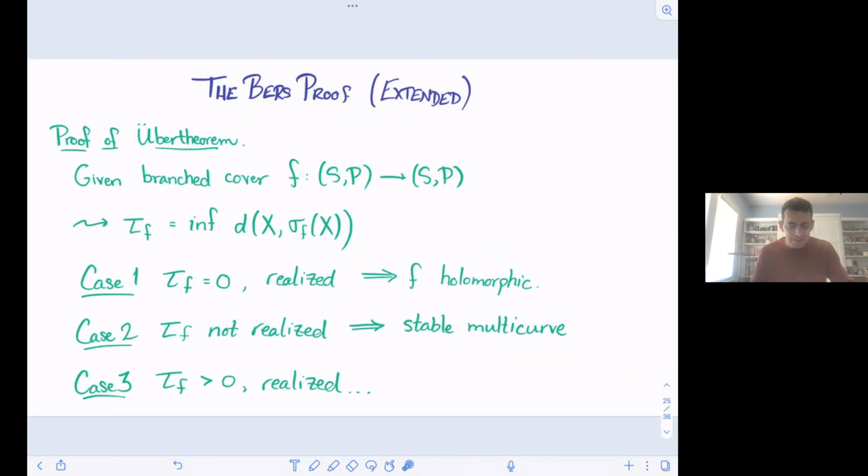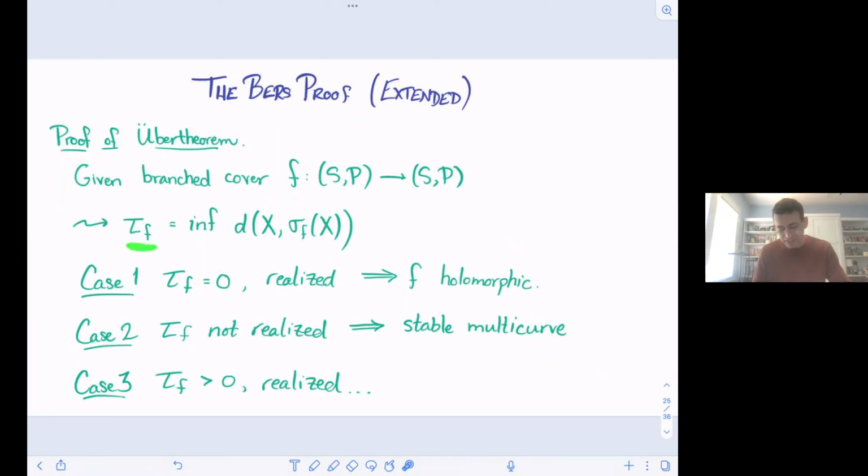Okay, so now I'm going to prove the Uber theorem, which is, who remembers what the statement is, but you're supposed to be given a branch cover, f, from a surface to itself, and you're supposed to say something about it. You're supposed to classify it into certain categories. Okay, and if you know the proof of the Nielsen-Thurston classification that's in, say, my book with Benson and Farb, you'll see this is the exact same proof.